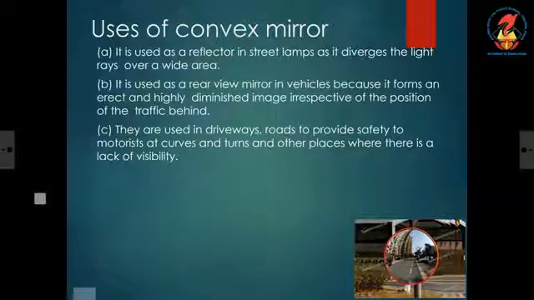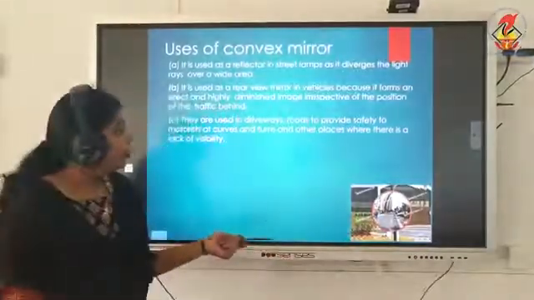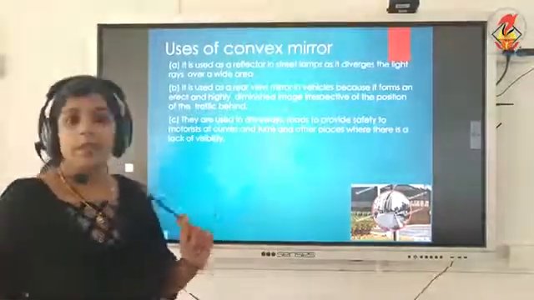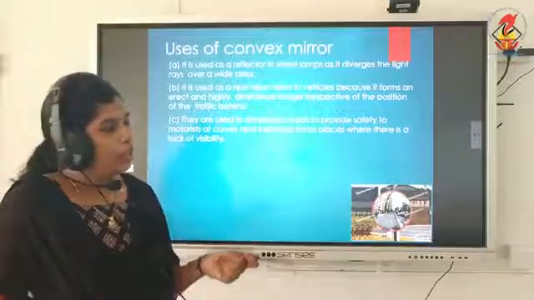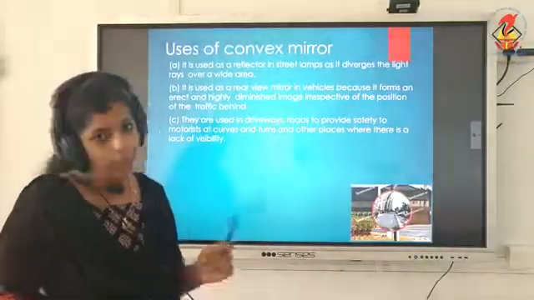Normally, this type of mirror is placed at sharp turnings, so that we can view the traffic and visibility will be there if you are using convex mirrors at those points. So, these are the uses of convex mirror.